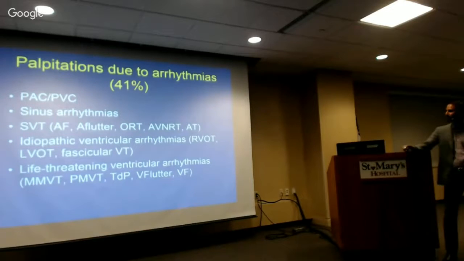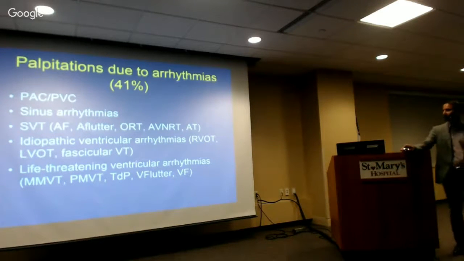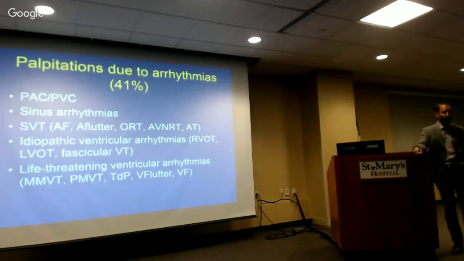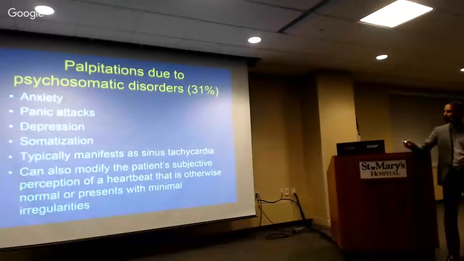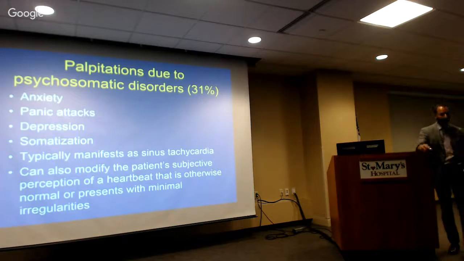So I want to touch upon some of the specific arrhythmias that can cause palpitations. Number one category, certainly premature beats are the most common type, premature atrial contractions or ventricular contractions. Sinus arrhythmias, just variations in the sinus rhythm, specific types of SVT like fib, flutter, or specific mechanisms of SVT. Idiopathic ventricular arrhythmias coming from the left or right ventricular outflow tract. And certainly they could also be caused by life-threatening rhythm problems like monomorphic or polymorphic ventricular tachycardia, torsade de pointes, or ventricular fibrillation. A large list of psychosomatic disorders as well, as I mentioned before, primarily anxiety and panic, depression. The typical manifestation for these patients is just a fast normal rhythm, sinus tachycardia.